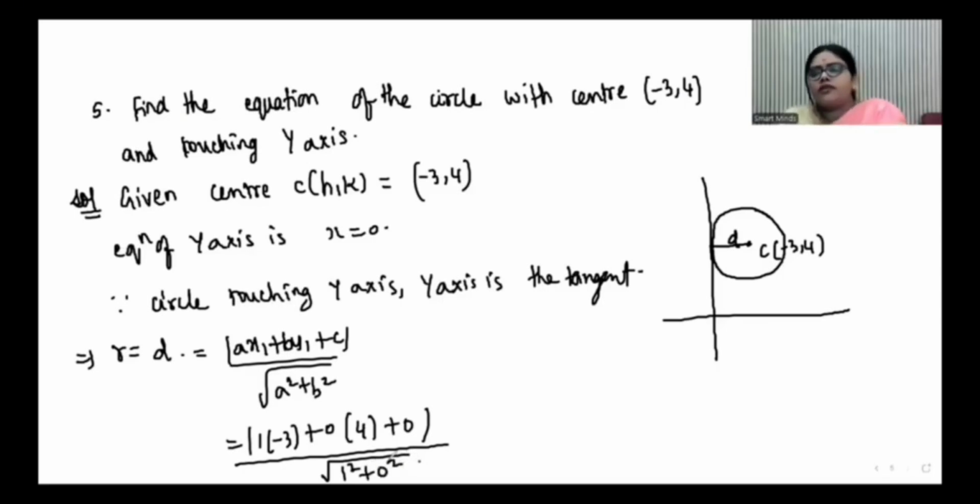X is equal to 0 is the line. So coefficient of x is 1. Coefficient of y is 0. That's why I have taken 0 over here. So if you simplify this, you will get 3. That means r is equal to 3. When center is minus 3, 4 and r is 3, what is equation of circle?